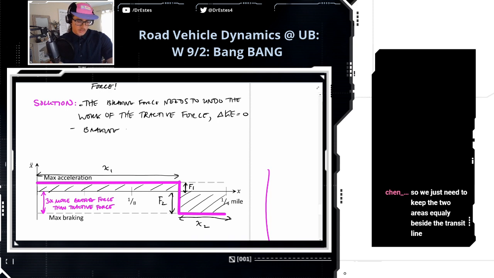So braking generates three times the force in this example. So it requires three times less distance to do the same amount of work.